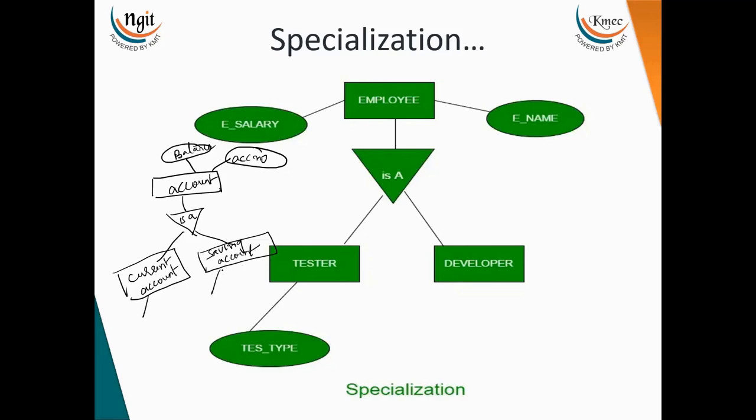Now, what attributes can you identify for it? These attributes are common for current as well as savings, namely account number and balance. Similarly, for savings account, we have the same attributes, account number and balance. So what is this? This is simply an entity which is divided into some other entities, a higher level entity divided into lower level entities. This is known as specialization.